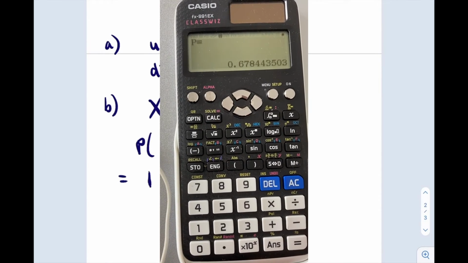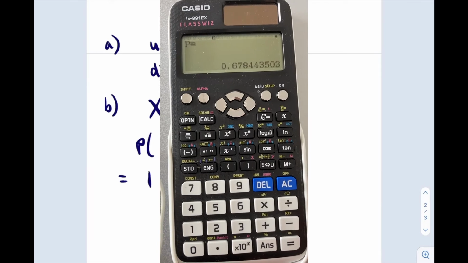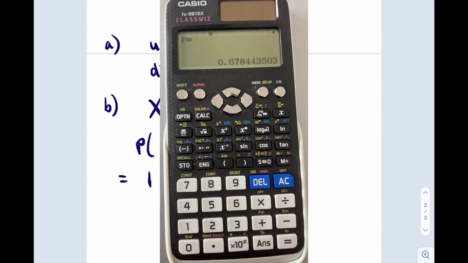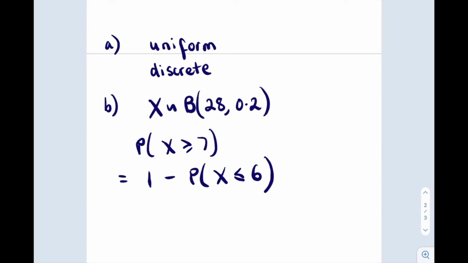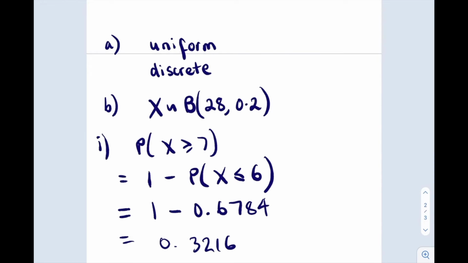And if I press equals again, this is my probability, 0.6784 to 4 decimal places. So 1 minus 0.6784, putting that in your calculator will give you an answer of 0.3216. Okay, right, so that's the first part, so part 1 of part B.